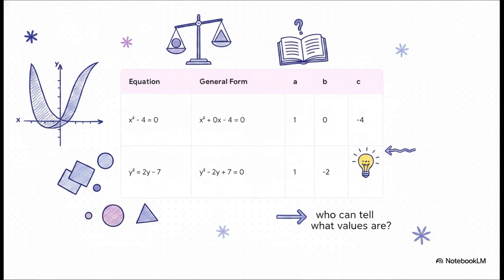We must bring all the terms over to the left side first. It then becomes y squared minus 2y plus 7 equals 0. Now, who can tell what the values are? Yep, a is 1, b is minus 2, and c is 7. This rearranging step is a real game changer, so don't forget it.